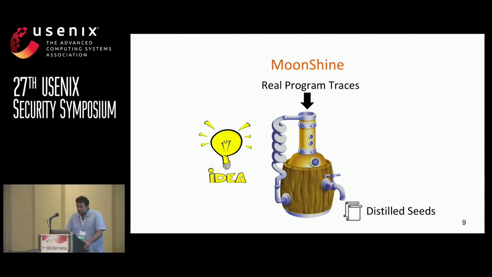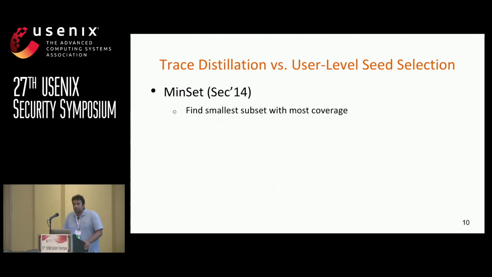But that's where MoonShine comes in. MoonShine takes these traces as input and puts them through a distillation process, which produces a small set of compact and diverse seeds that achieve the same functionality as the original set at a fraction of the size. And we refer to this process as trace distillation. But before I describe how MoonShine works, I'd like to briefly go over why we can't use existing seed selection algorithms to perform this trace distillation.